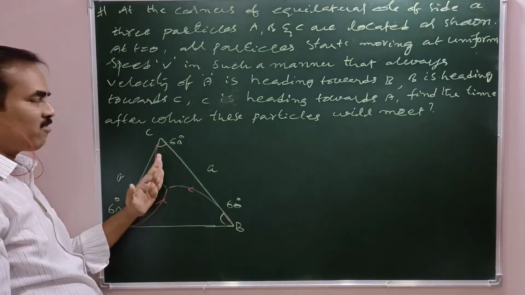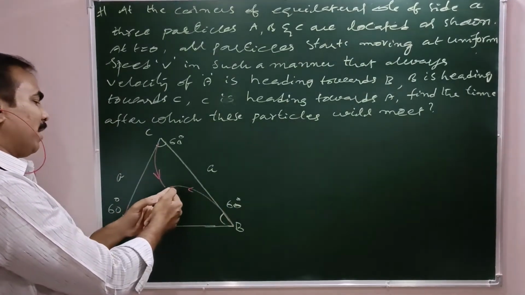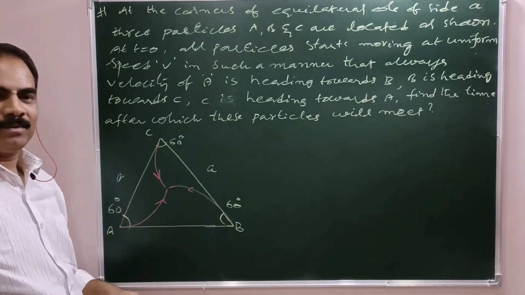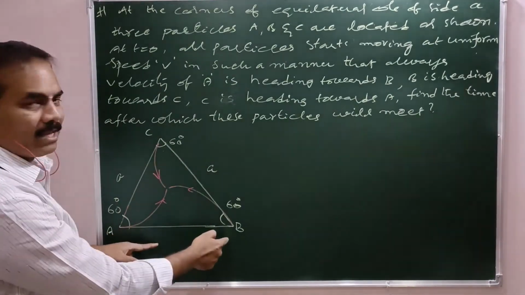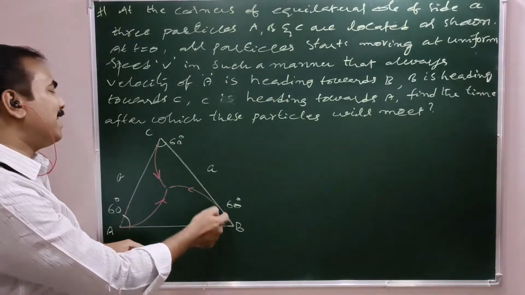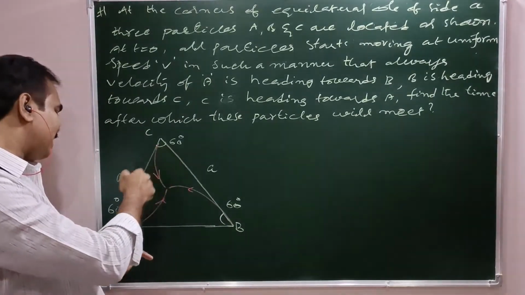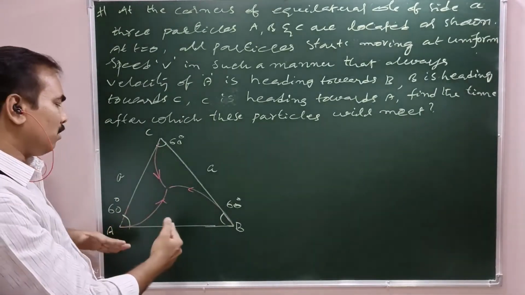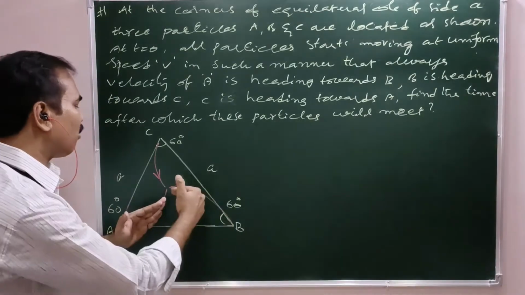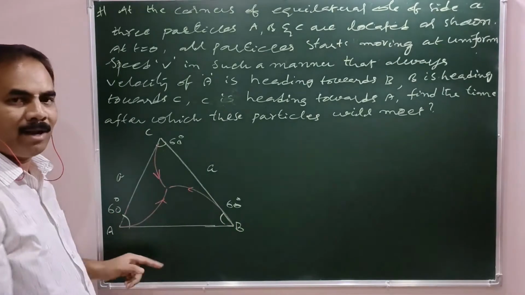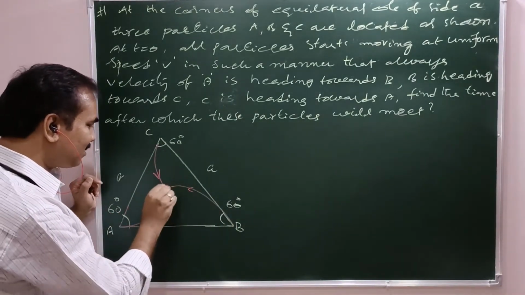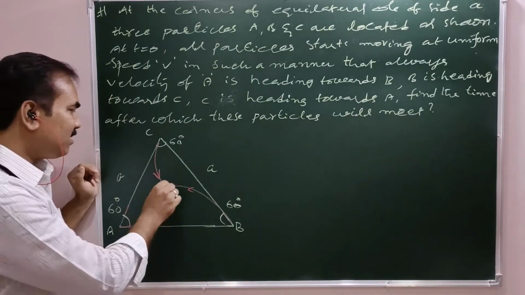So this is the path followed by A, this is the path followed by B, this is the path followed by C. See, A is always heading towards B, B is always heading towards C, C is always heading towards A. So these would be the paths followed by all three particles. Ultimately they will meet at the centroid.